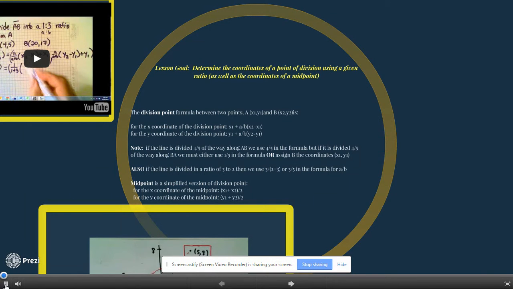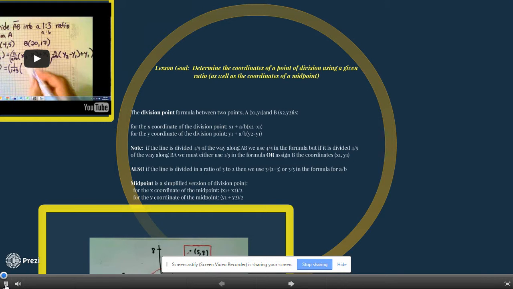The goal of this lesson is to determine the coordinates of a point of division using a given ratio, as well as the coordinates of a midpoint. The division point formula between 2 points A and B is, for the x-coordinate of the division point, you carry out x1 plus A over B times the difference between your x-coordinates, x2 minus x1. Then for the y-coordinate of the division point, it's y1 plus A over B times the change in y's. Okay, so y2 minus y1.